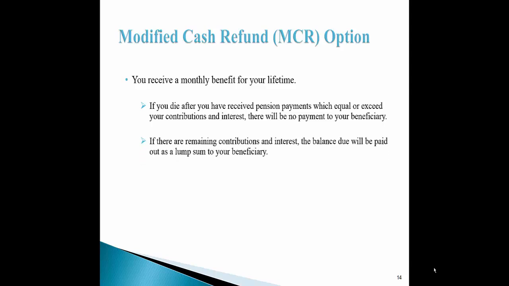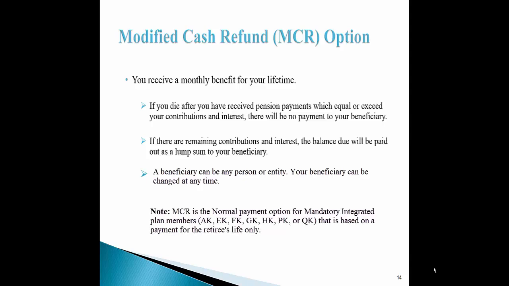Benefits will go to a beneficiary only if you have not exhausted your contributions and interest. A beneficiary can be any person or entity. Your beneficiary can be changed at any time. This is the normal payment option for members of the Mandatory Integrated Plan.